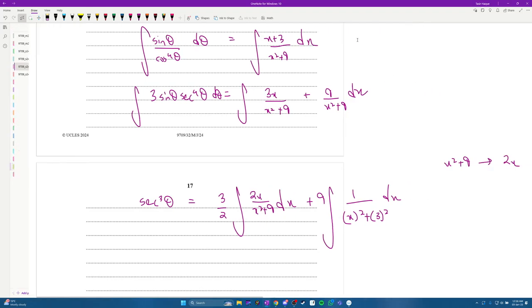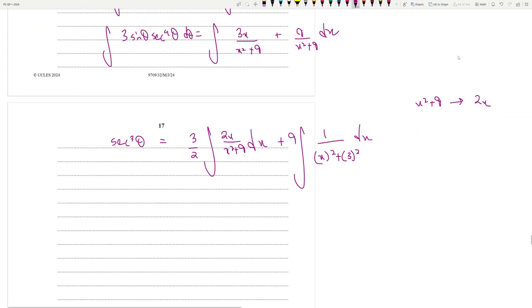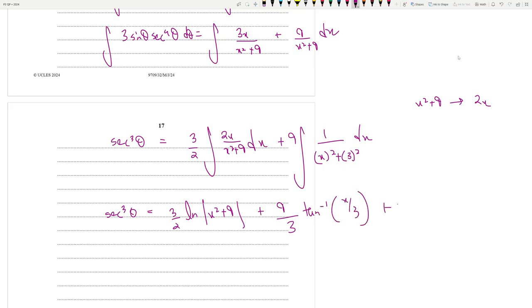So similarly, if I apply the same idea, the same concept, check this. Sec cube theta is equal to 3 by 2. This one will simply be ln of x square plus 9 because the differentiation of this is twice x. And over here it's going to be 9 divided by 3 tan inverse x by 3 plus c. Okay, so sec cube theta equals 3 by 2 ln of x square plus 9 plus 3 tan inverse x by 3 plus c.